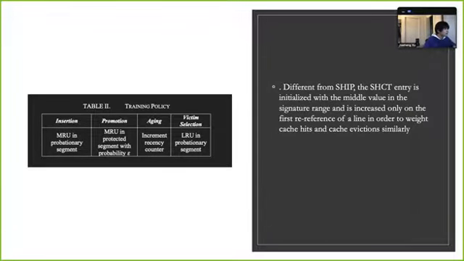Also, the SHCT entry is initialized with the middle value in the signature range and is increased only on the first reference of a line, in order to weight cache hits and cache evictions. And here is the table of the training policy.